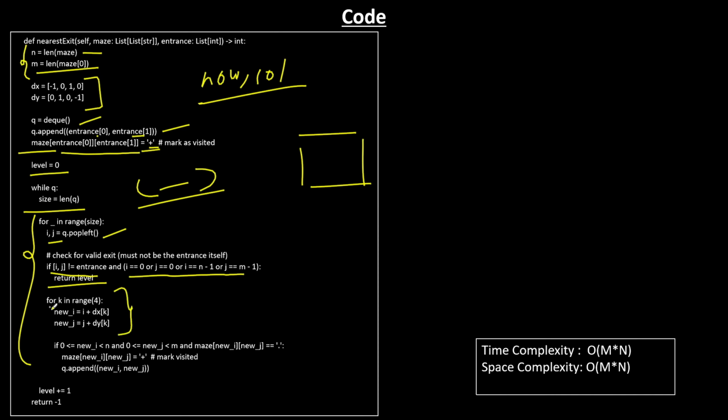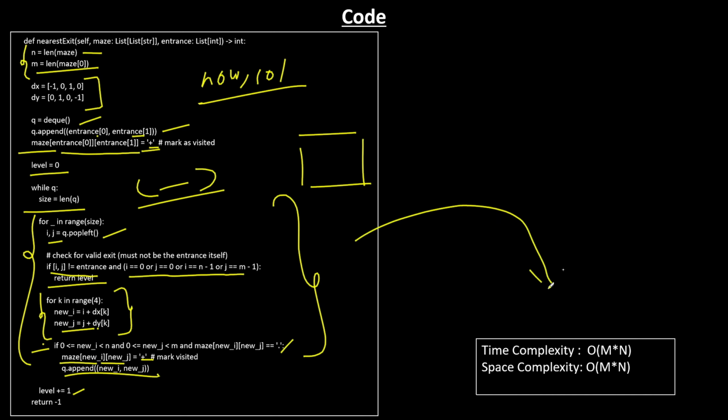Otherwise, you go to the four directions which I showed you earlier in the visualization. Okay, and we check the condition: first, is it not out of bounds, and secondly, can we move to the particular grid or not? Then we mark it with a plus, meaning it is visited. Then we append it to the queue, and after that we increase the level by 1 after completing the complete level.